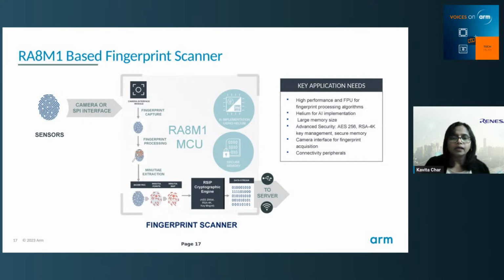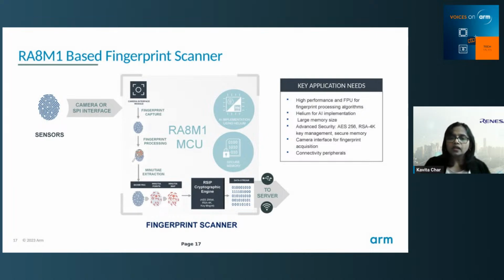And I just wanted to take a few moments to share an example of an application using the RA8M1 MCU. This is a fingerprint scanner, and I find this very interesting because it makes very optimal use of all of the resources available on the RA8 devices. The fingerprint is acquired through either a camera or an SPI interface, depending on the type of sensor.